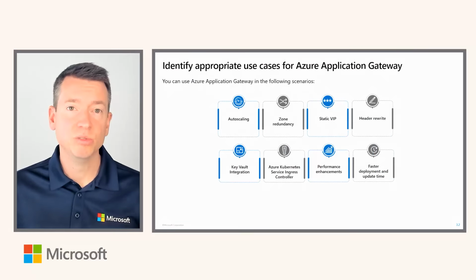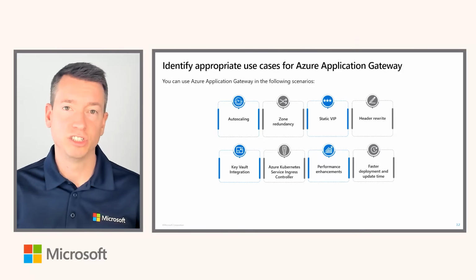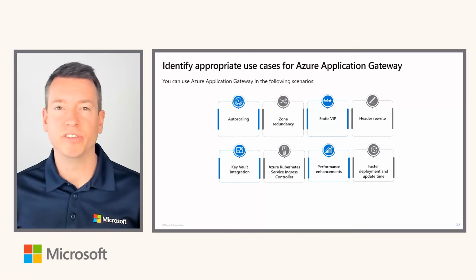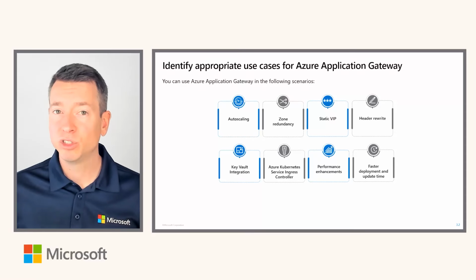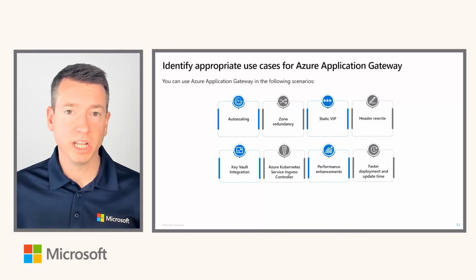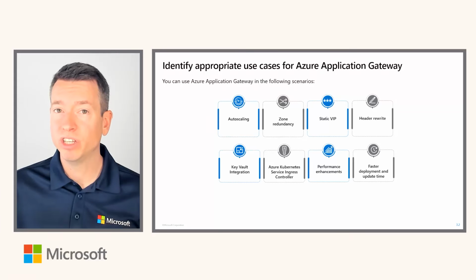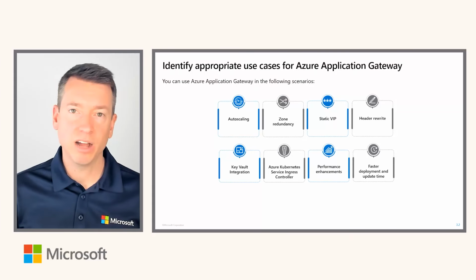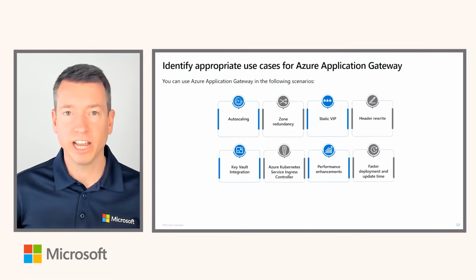Now, the V2 SKU of Application Gateway includes the following: auto-scaling to scale out or in based on changing traffic load patterns. It can span multiple availability zones. It has static VIP type, and it allows you to add, remove, or even update HTTP request and response headers. Application Gateway V2 Ingress Controller allows the Azure Application Gateway to be used as the ingress for an Azure Kubernetes Service.